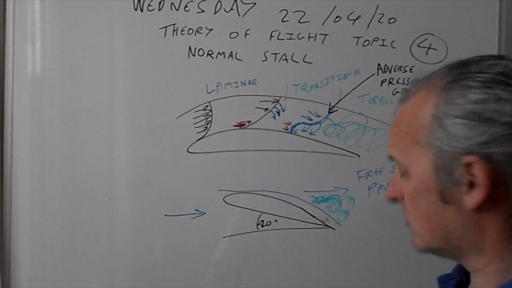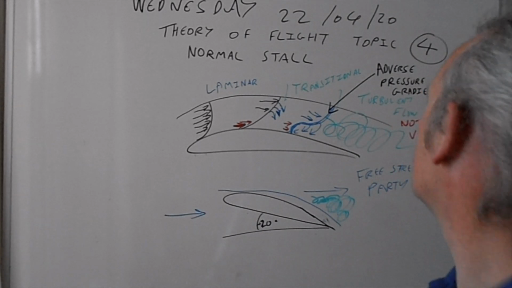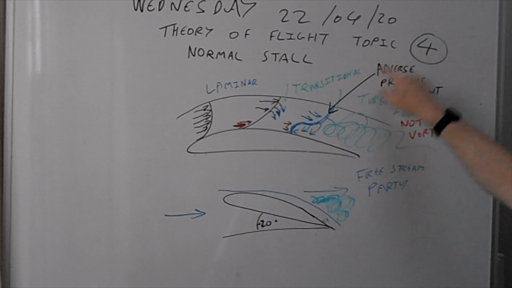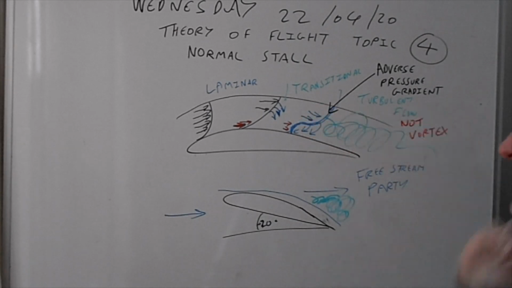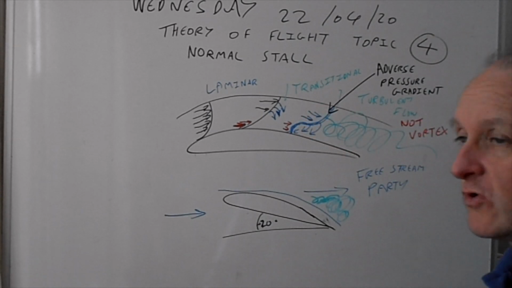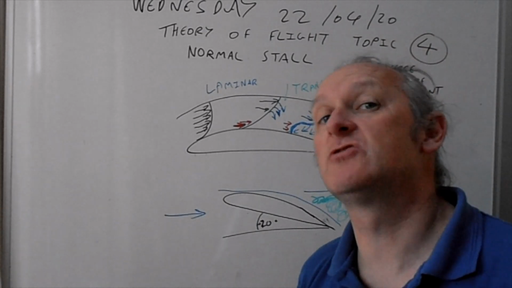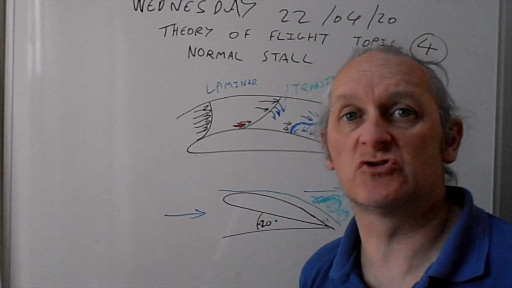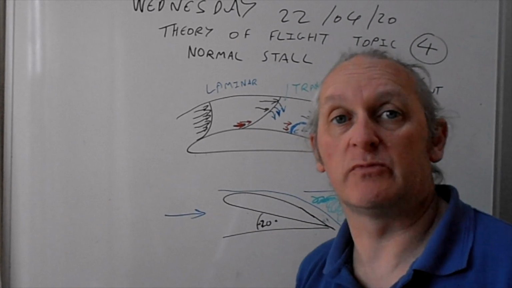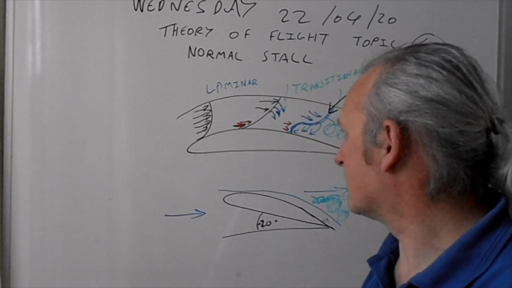Now all the stuff's also on the PowerPoint as well, so you can look at that. Adverse pressure gradient. After that you get turbulent flow. What do we not get in turbulent flow? We don't get any lift. There's no lift in turbulent flow, nada, not a sausage. So therefore in the turbulent flow we've lost lift on the wing.